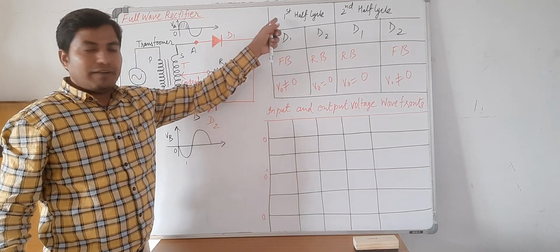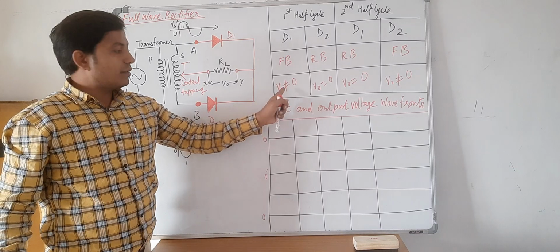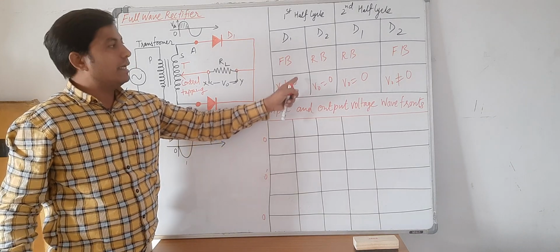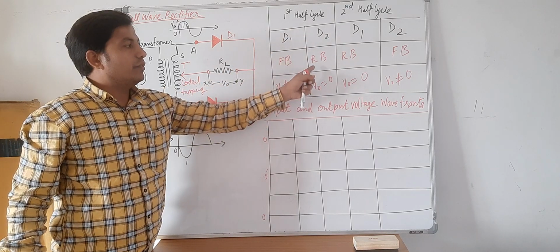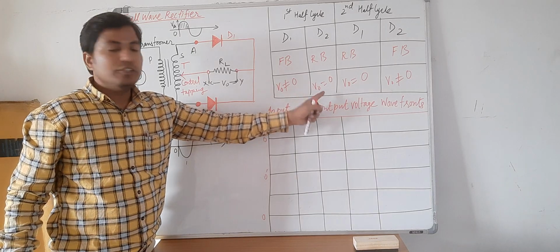We know that whenever a diode is in forward biasing, it allows voltage to pass through it. So there will be some value of output voltage V0. And in case of D2, D2 is in reverse biasing, so the output voltage will be 0.